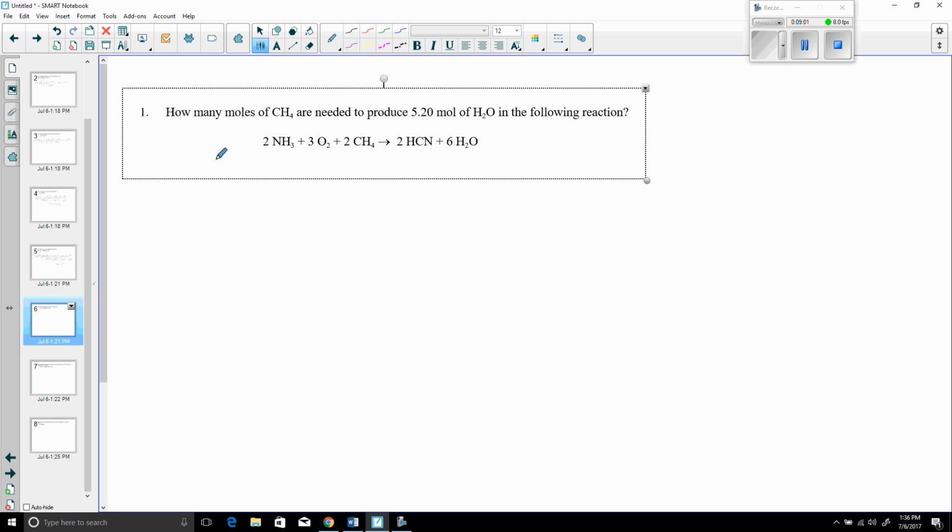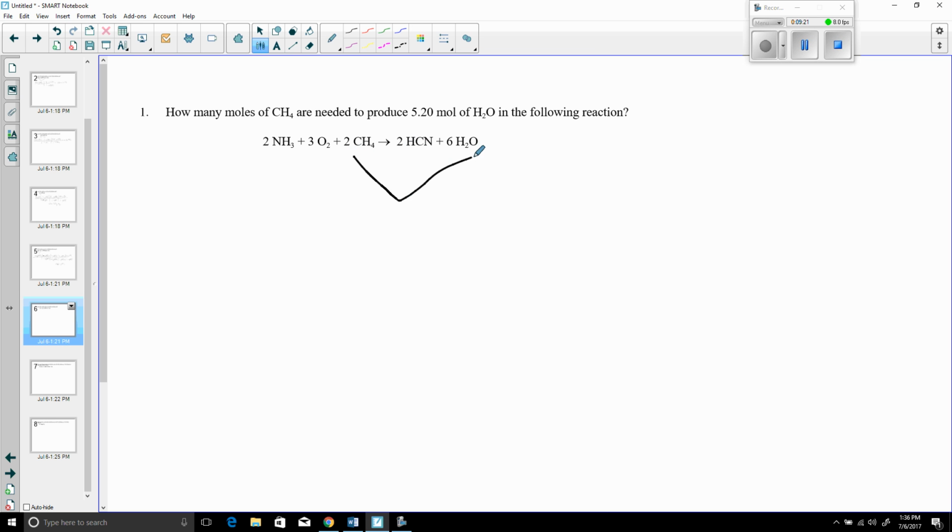Too easy. This one asks us how many moles of CH4 are needed to produce 5.20 moles of water. In this case, we're going from moles to moles. No need for molar mass. So this problem's a little simpler. Just use our ratio found in our balanced chemical equation. So our ratio between CH4 and water is 2 to 6. So we see that 2 moles of CH4 to 6 moles of water. This asks us to go kind of backwards, going from product to reactant.